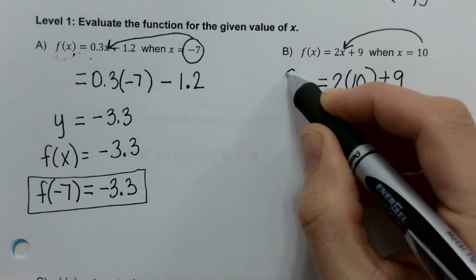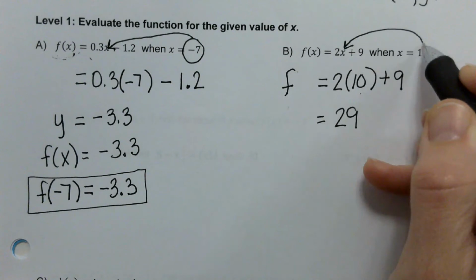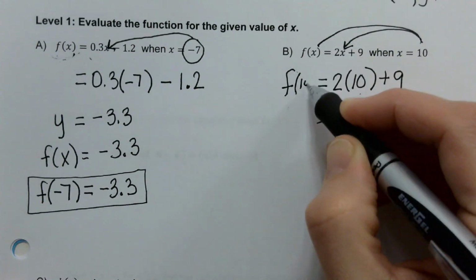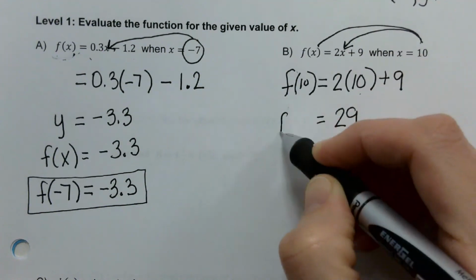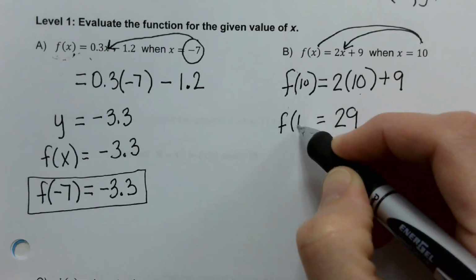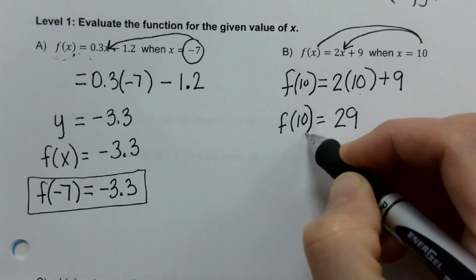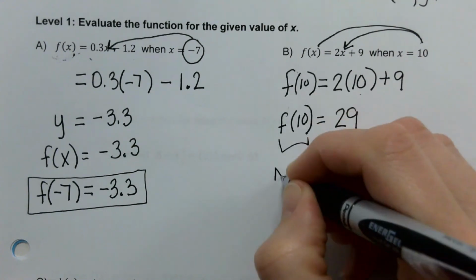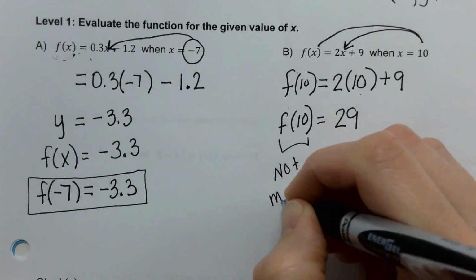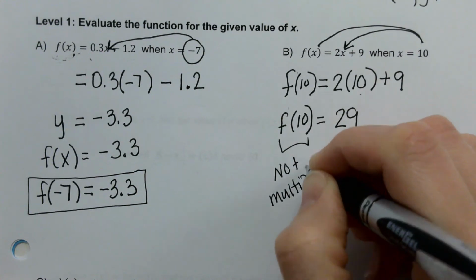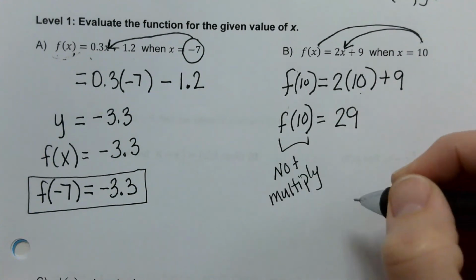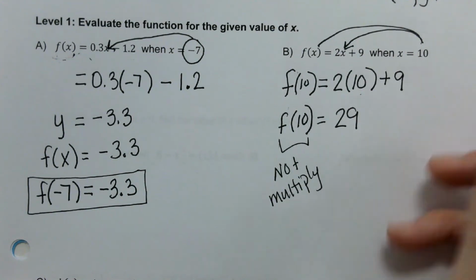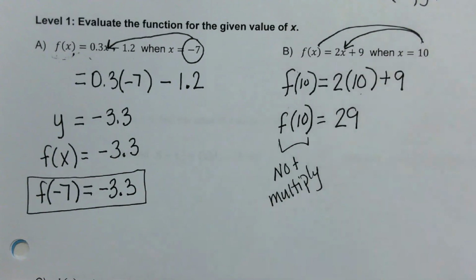So here's what I did. I took my function and I plugged in 10. So my function at 10. This is not times 10. That's not what this means. This right here is not multiplication. It's not multiply, so I don't have to solve it. That is the answer. Done. Moving on to the next one.